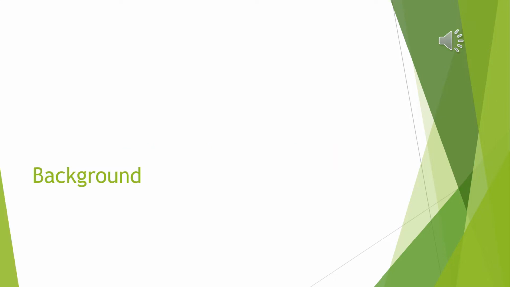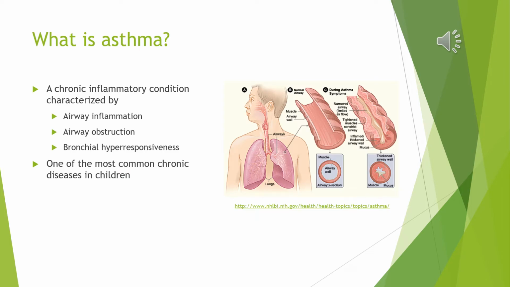Let's start with some background information on asthma. Asthma is a chronic inflammatory condition characterized by airway inflammation, airway obstruction, and bronchial hyperresponsiveness. It is one of the most common chronic diseases in children.